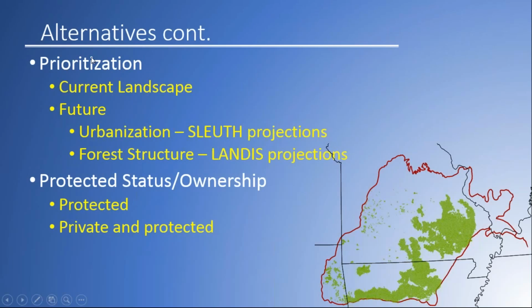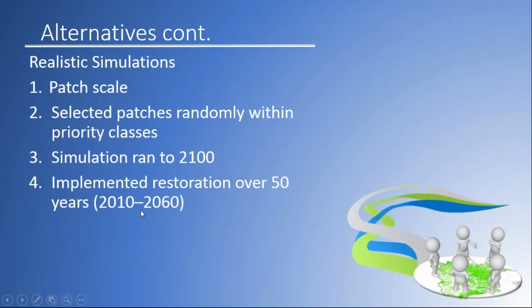Now, just to discuss the prioritization for a second, I mentioned the two different ways we considered to prioritize where we were going to restore habitats were on the current landscape and then reprioritize based off future landscapes. Again, I want to mention that we're incorporating urbanization here from the SLEUTH urbanization model projections. And we're also incorporating climate change impacts on the forest based off the land use projections. I'll cover some of this in more detail in a minute. And then finally, we looked at protected status or ownership. In other words, restoring on protected areas or on both private and protected areas.